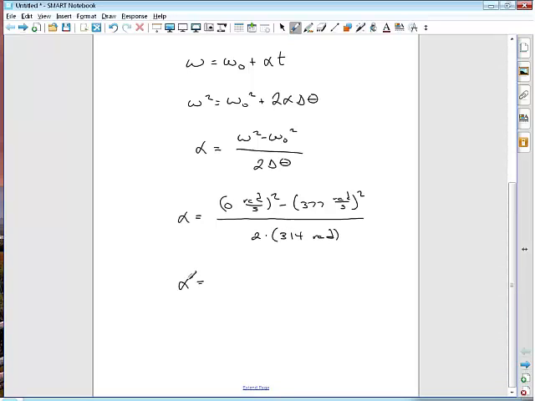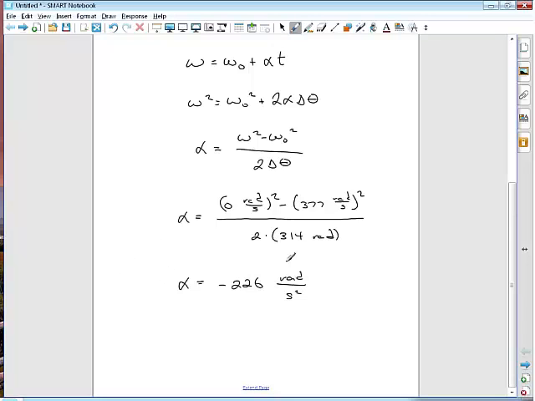And so the units are going to be radians squared per second squared divided by radians, which gives radians per second squared, which is the correct units. And we do have a negative sign. So let's plug that in here. Put the negative in at the end. 377 squared divided by 2 divided by 314. And so alpha is equal to negative 226 radians per second squared.